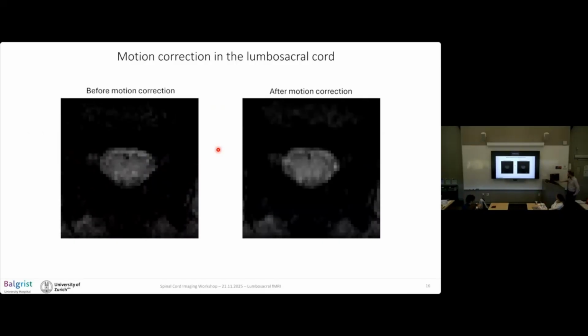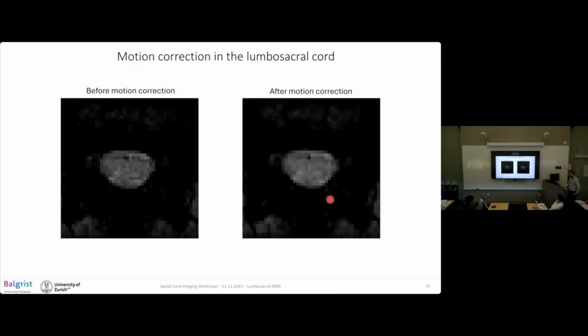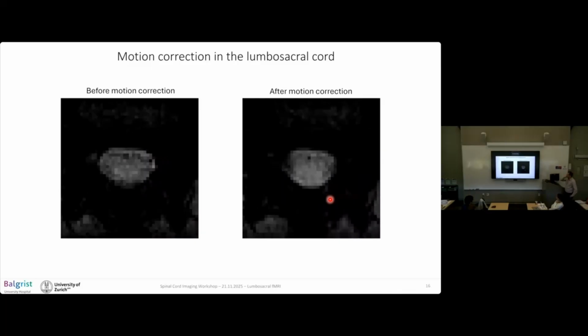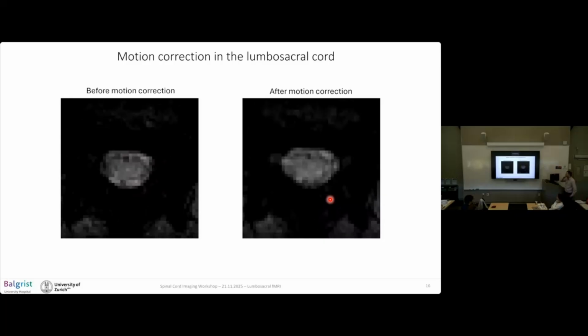Here you can see on the left the situation before motion correction, and on the right, after motion correction. You can see that we use a two-step motion correction: first FLIRT, then the SCT fMRI motion. So you can see that the motion along the anterior-posterior direction is greatly reduced, but there is still some motion, so it's not 100% perfect. To me, this is not my main concern with the technique, but I think there is still some room for improvement here.